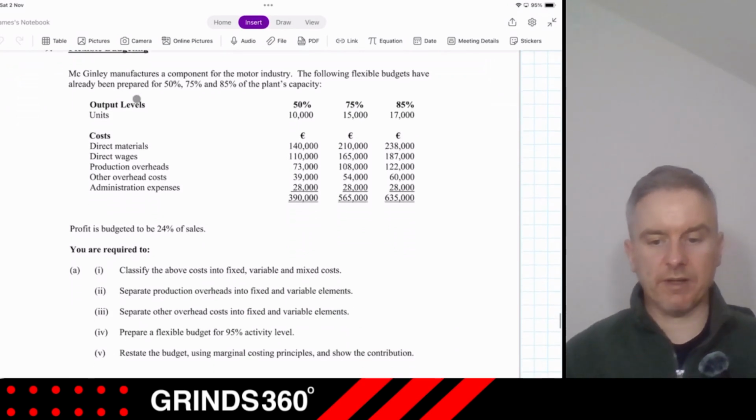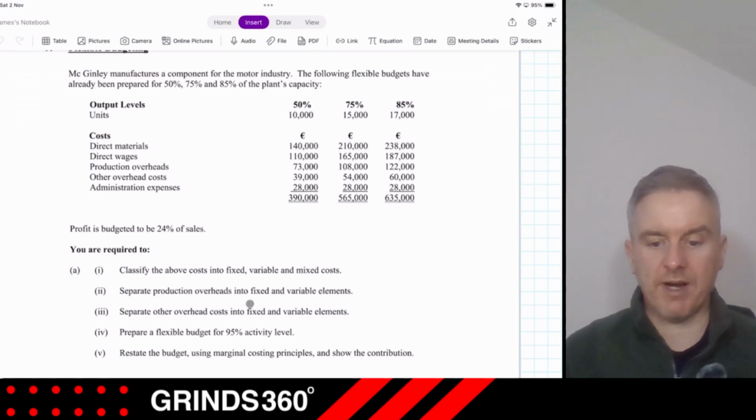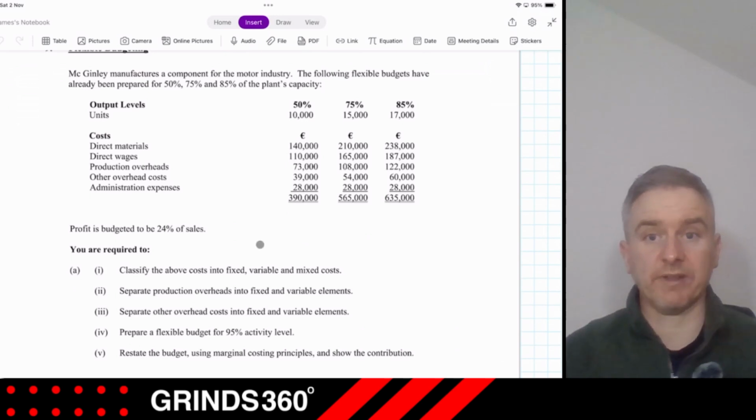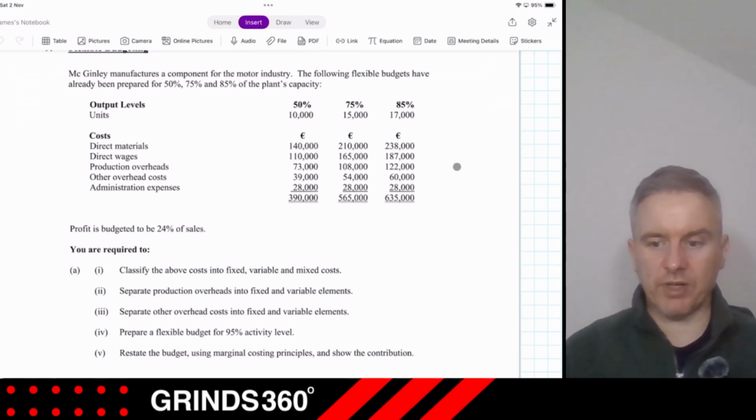So our direct materials are going to be variable, our direct wages are going to be variable. The production overheads and the other overheads will be mixed. Now, if you get confused on that, just look at part 2 and part 3. They're asking you to separate them into fixed and variable, therefore they must be mixed. And then your admin is fixed because it doesn't change regardless of the level of output. It's always 28,000, 28,000, 28,000. So we just need to get those jotted down first. So that's what we're going to do.